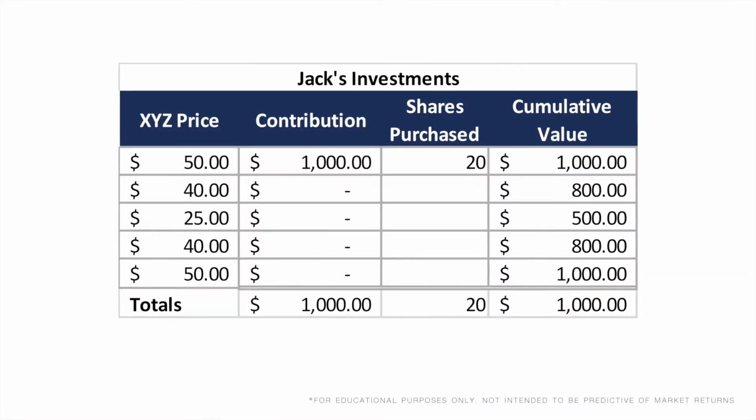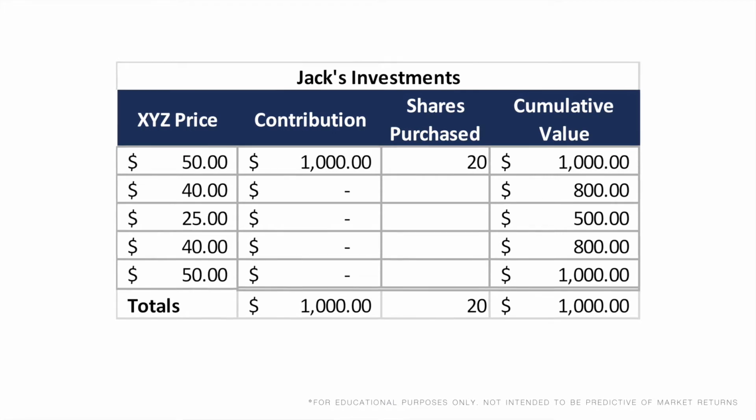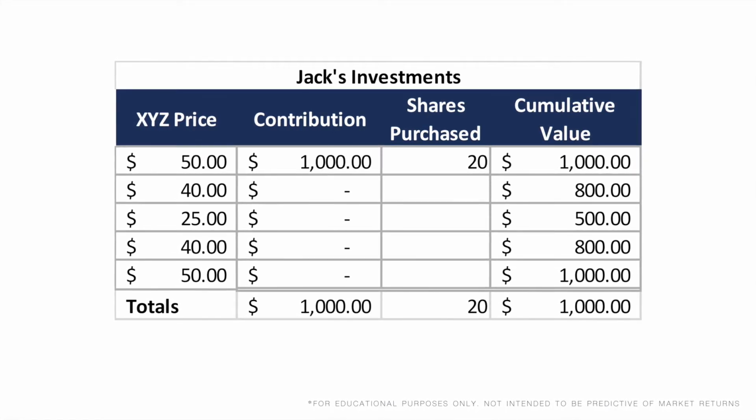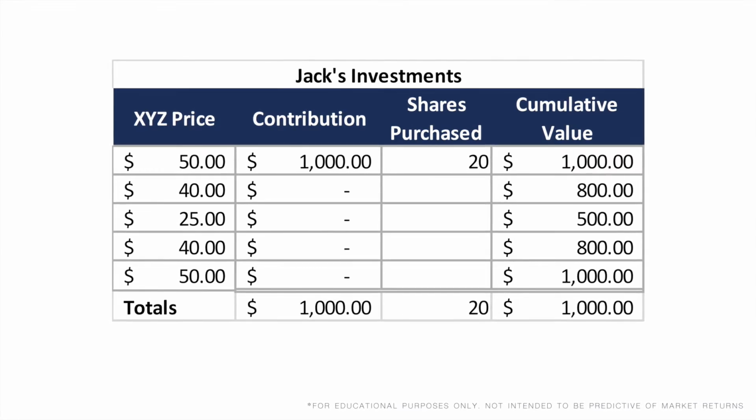Note that Jack, again, makes a one-time investment in XYZ mutual fund, and it's pricing at $50 a share. So Jack's able to buy 20 shares. Now, the price of the fund over this set period of time tends to fluctuate quite a bit, dropping as low as $25, but it does end up recovering to his $50 per share. So Jack's basically flat on his investment.